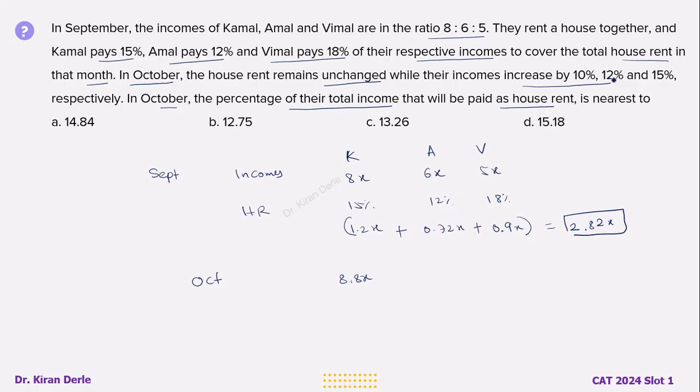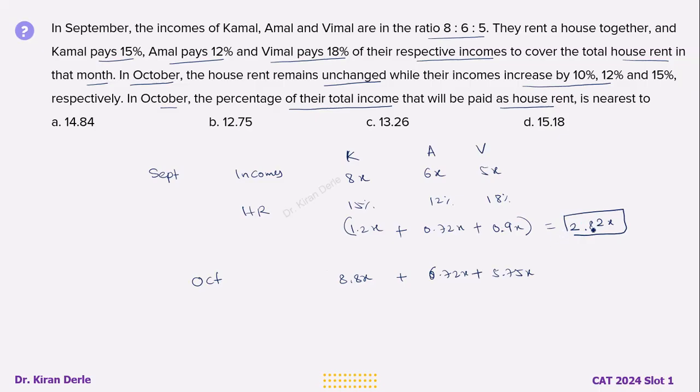12% of this, 0.72x, is increased, so it becomes 6.72x. 15% of this, so 75, that is 5.75x. These are the new incomes in October. What we want is the percentage of their total income in October, so we want the total of this and the percentage of this.